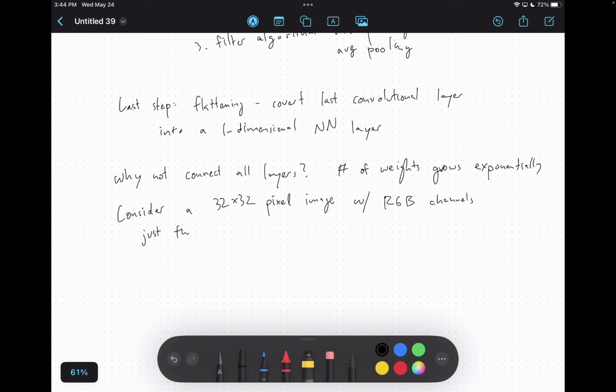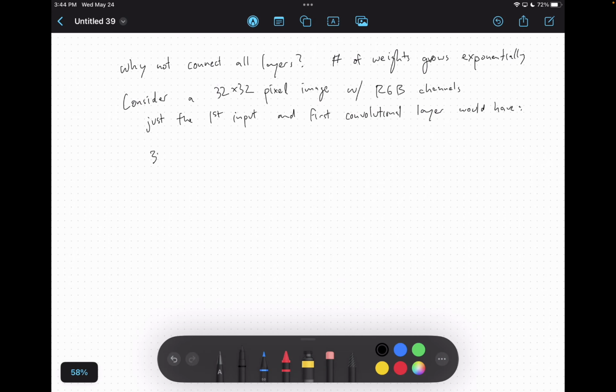So just the first input and first convolutional layer would have 32 times 32 times 3, right? That's the amount of data contained in our original image. Each pixel represents 1 point. 32 by 32 represents all the possible pixels in that picture, and times 3 is for red, green, and blue channels.